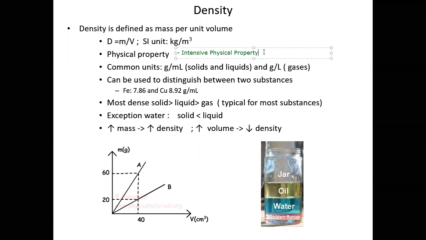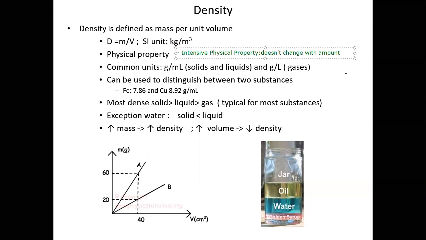So for example, the density of aluminum is 2.7 grams per centimeter cubed. Whether you have 1 pound of aluminum or 3 pounds of aluminum, the density is the same. So density doesn't change with amount, so it's an intensive physical property. So if your property doesn't change with amounts, it's an intensive physical property.